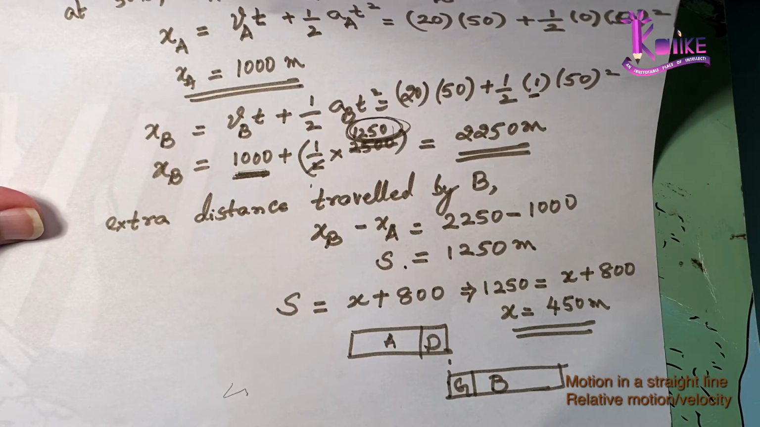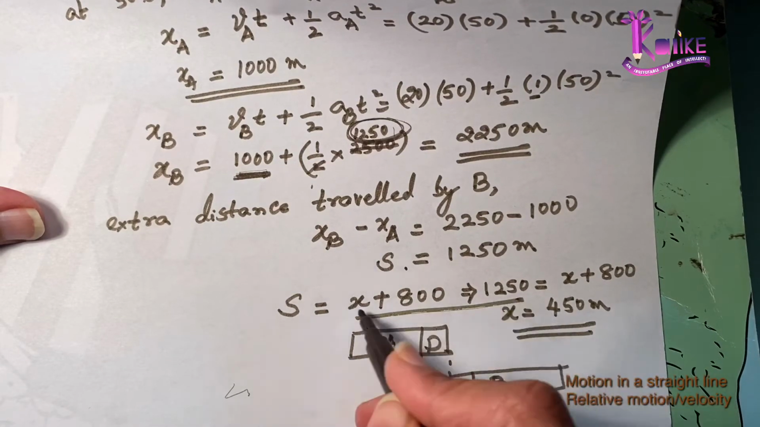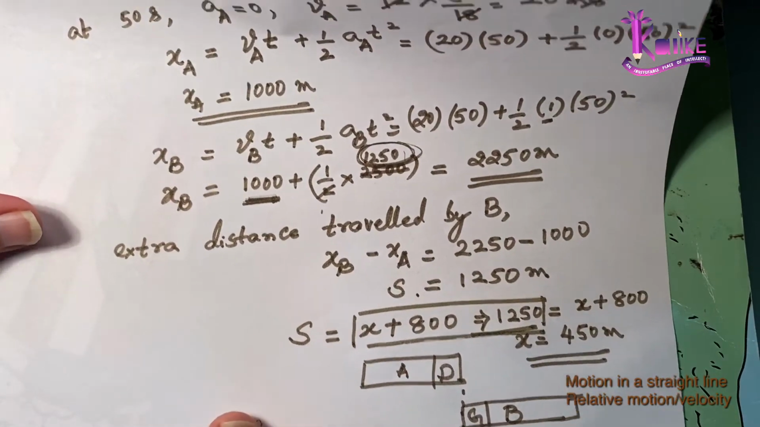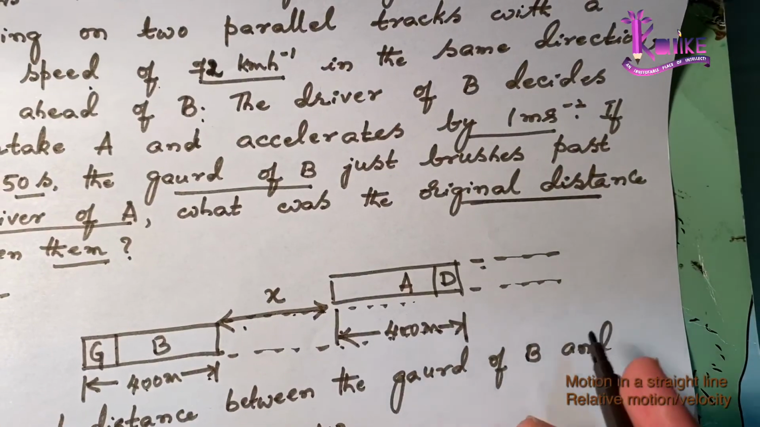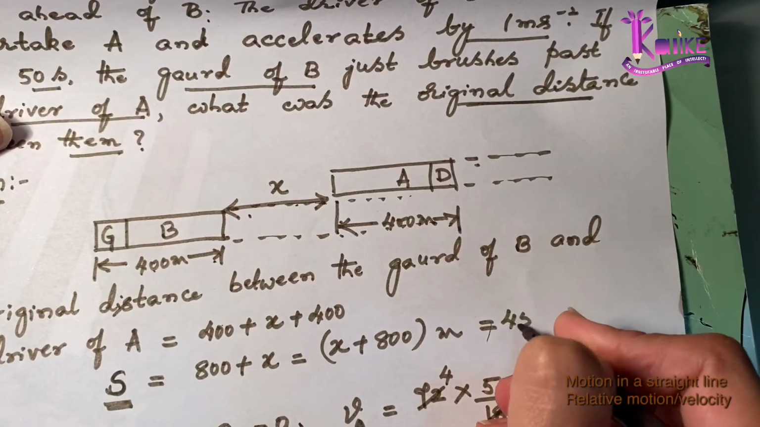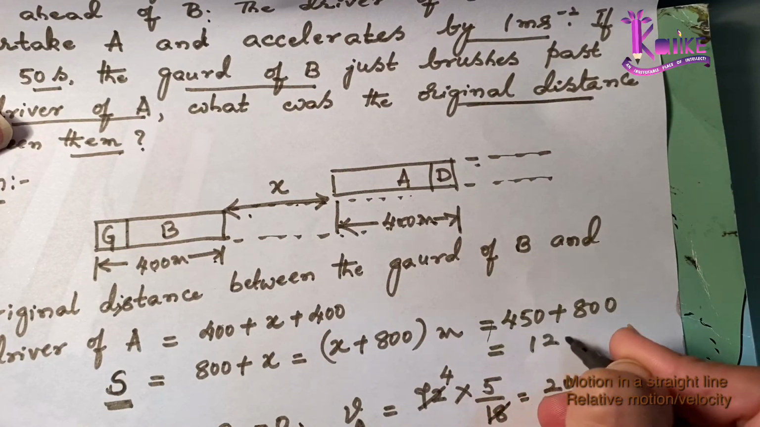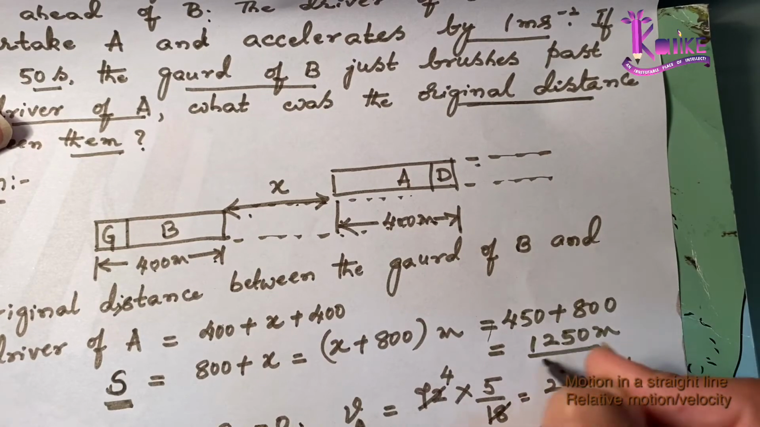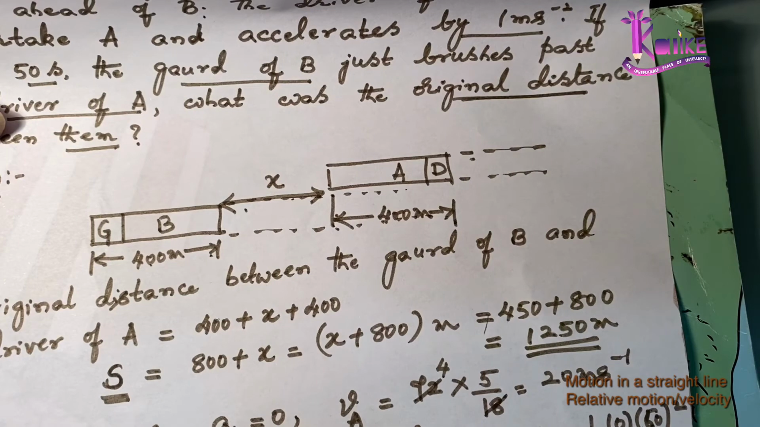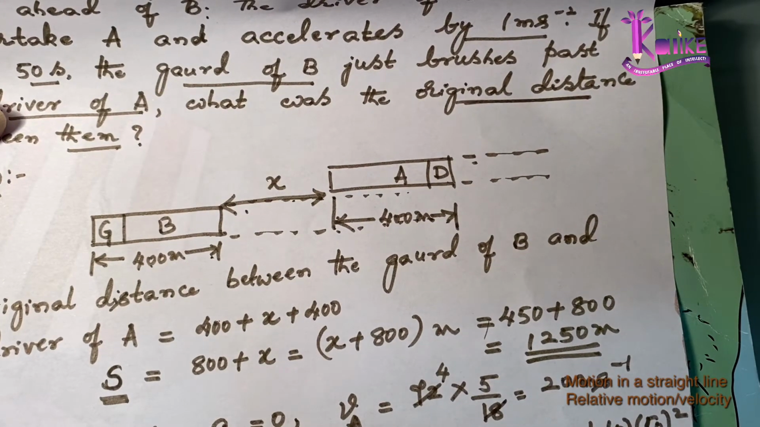Right? So we know X. Therefore, what is the original distance? Original distance will be 450 plus 800, which is nothing but 1250 meters. So this is the original distance of separation between the guard of B and driver of A. So this is the first method of solving this numerical.